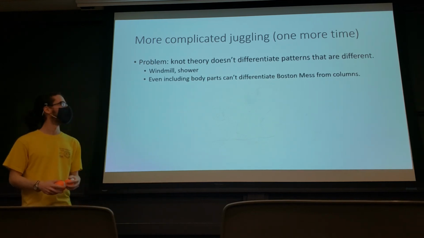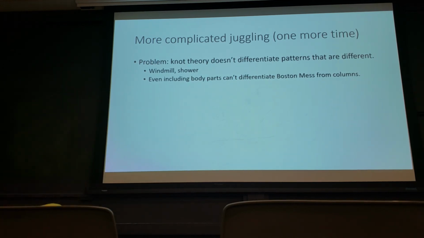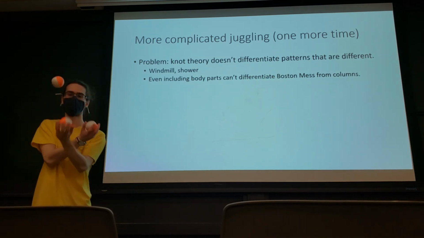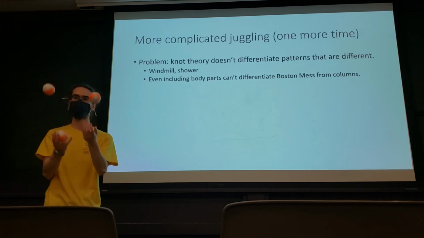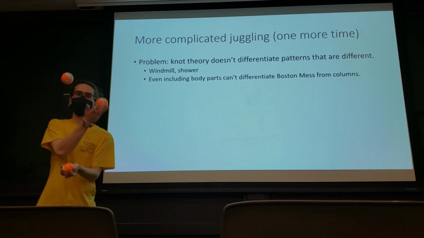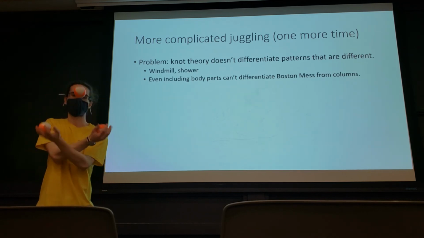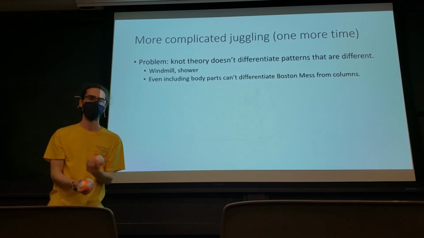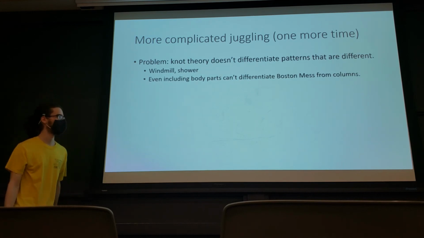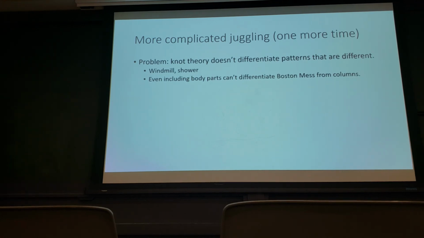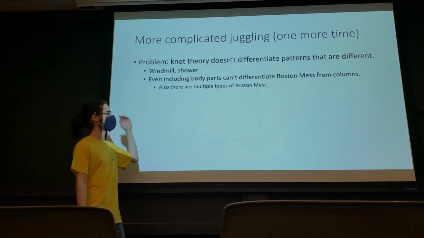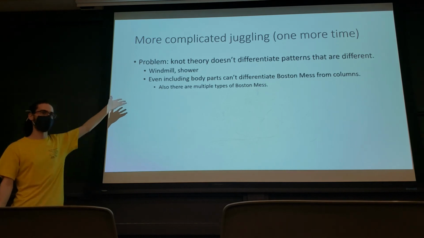For example, there's this pattern Boston mess, which is like this. And I can't differentiate this from columns, which is this. And this is because although my arms are moving left and right, they're not interacting with the balls at all. They're just moving back and forth like this, always underneath the balls. So I can't differentiate between these two patterns. In both of these examples, siteswap does differentiate between these.